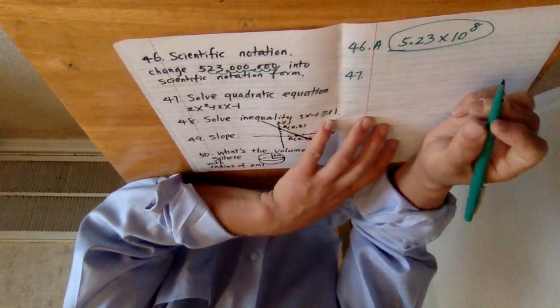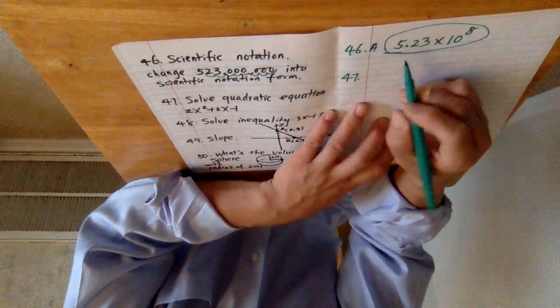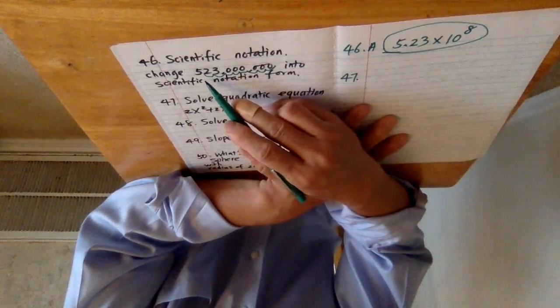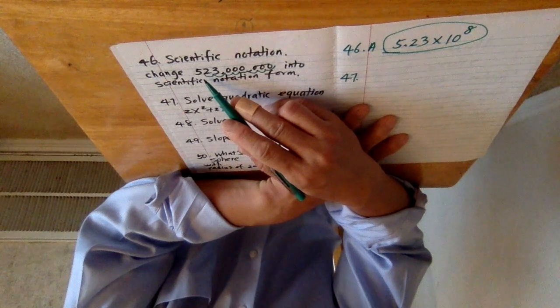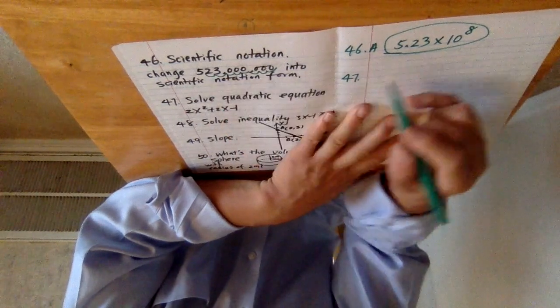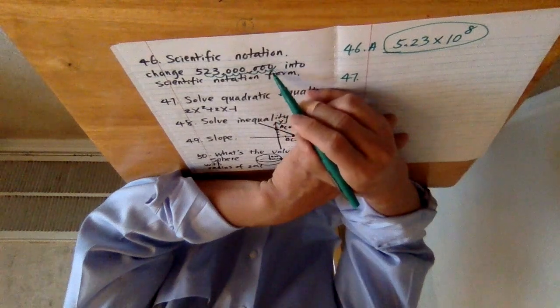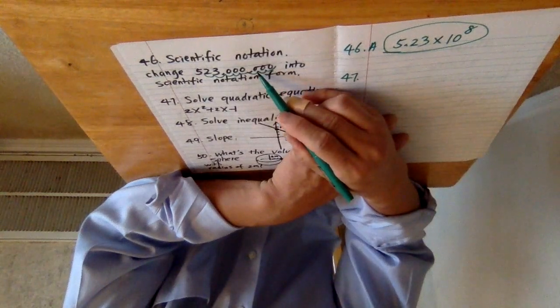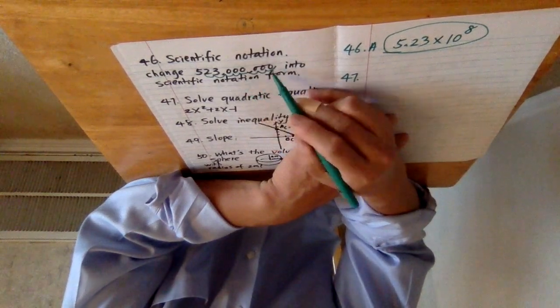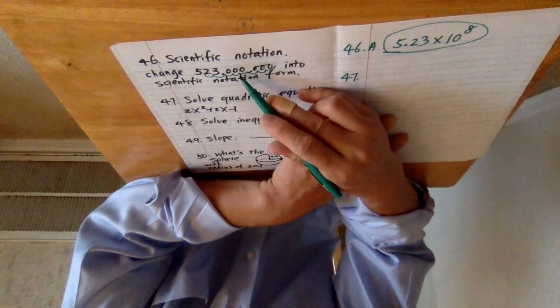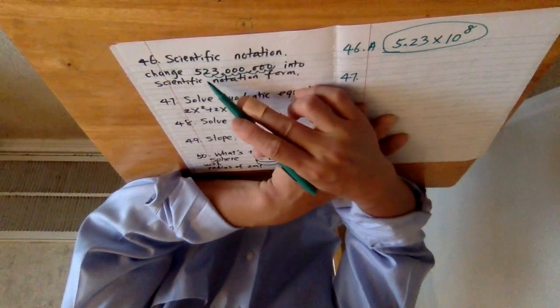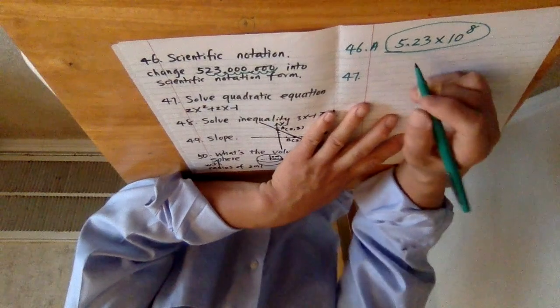Let me do this problem again. For scientific notation, the first number is between 1 and 9. So we're going to put 5.23 times 10 to the, you count how many places we have: 1, 2, 3, 4, 5, 6, 7, 8. So that will be the answer.